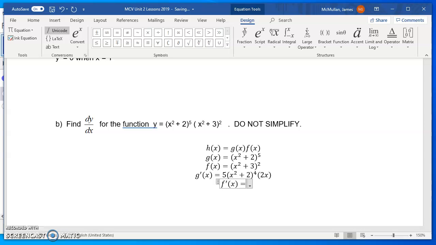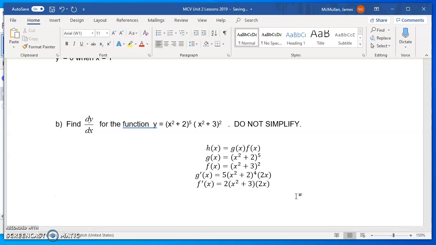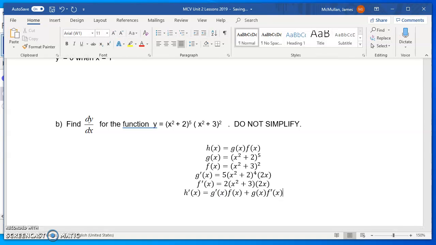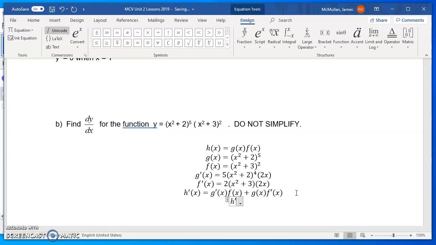Now I make the derivative, f prime. The 2 comes to the front. x squared plus 3 is now only to the power of 1, so I'm not going to write anything. And then I'm going to write 2x because once again, the derivative inside there is a 2x. Now, when I go to write h prime, I know that h prime is g f plus g f with a different prime on each one. So let's put the prime on the g and then the prime on the f. And now I just put the puzzle pieces together.